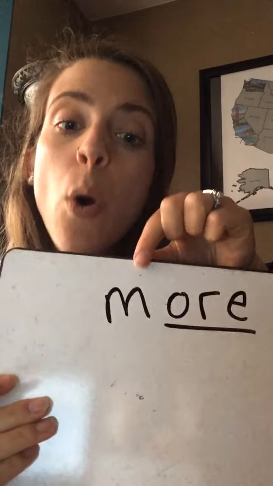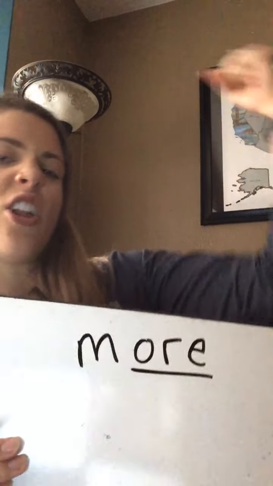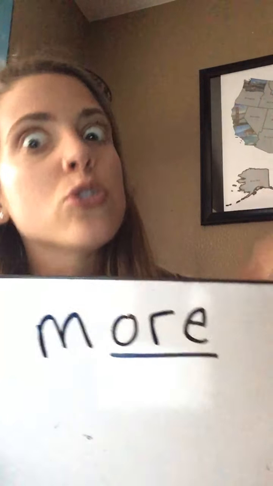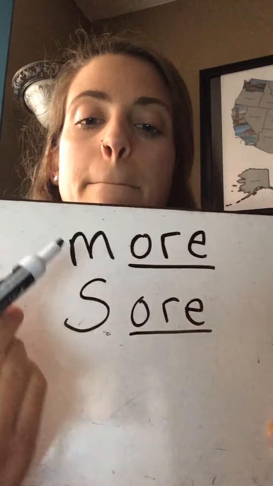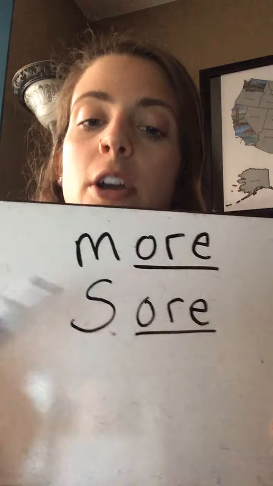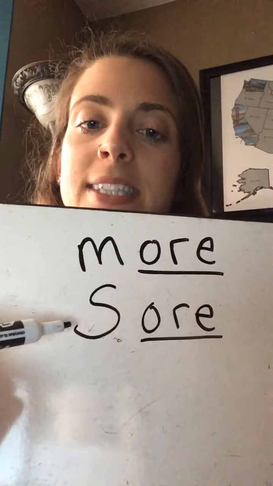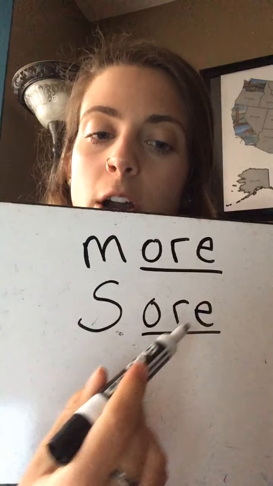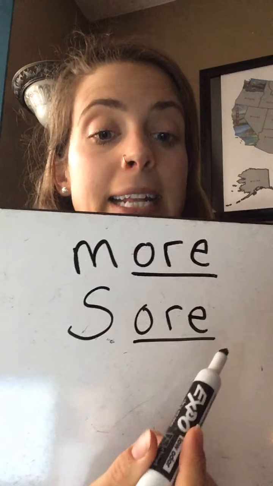Now we're going to change more into what happens when you work out a lot. Sometimes you will be sore. So let's change more into sore. S-or. Sore. I'm going to show in 3, 2, 1. Sore. More into sore. So we just changed the m into an s. So now we have S-O-R-E. And notice our or is staying the same.